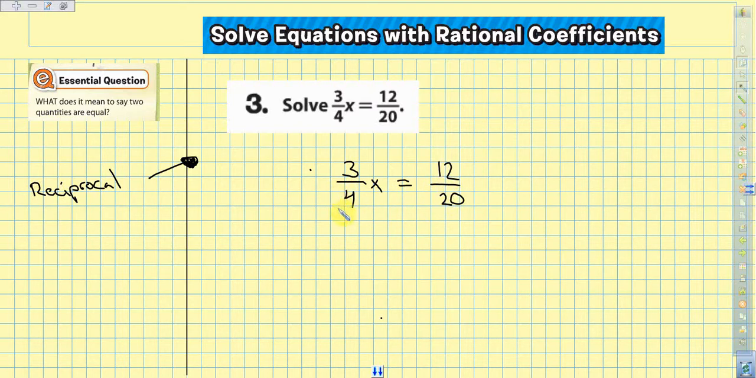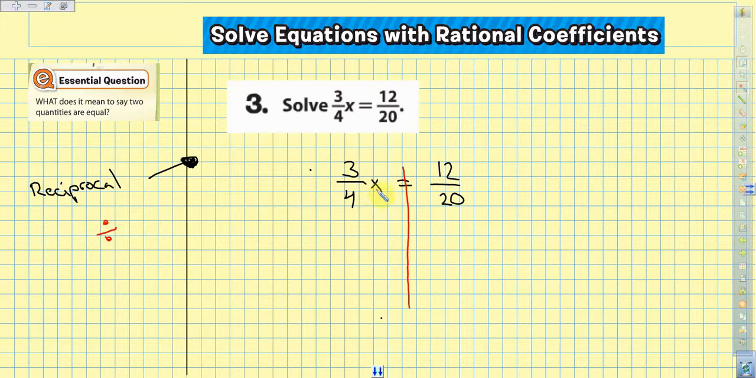Things you can do to make this easier: you could always reduce fractions. But there's one item that we definitely are going to do, and we're going to use the reciprocal. Now, we've used the reciprocal before when we divided fractions. It's the same idea here. We're still going to be dividing, because if you look at this, you have 3/4 multiplied by x. The opposite is division. Okay?